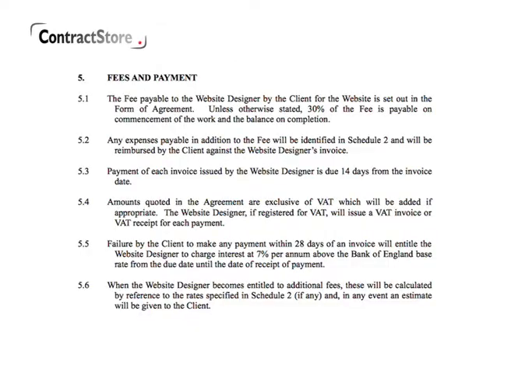You also need to be sure that you have a payment period in your contract, so when invoices are issued, the contract will say that invoices must be paid within so many days, 14 days, 28 days, whatever.